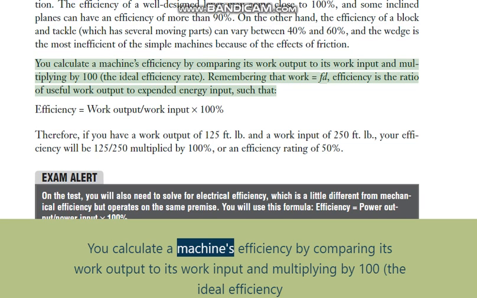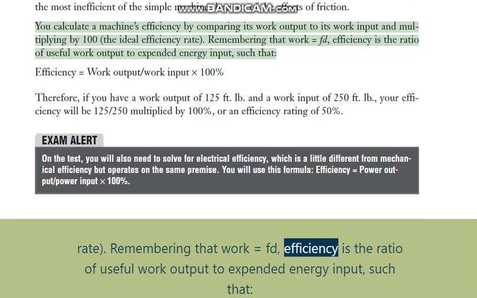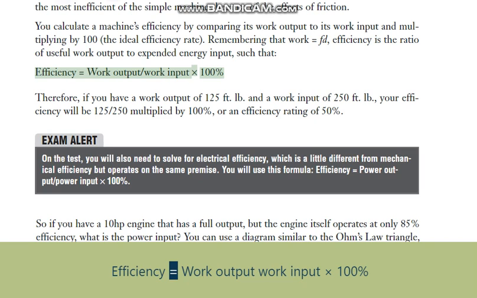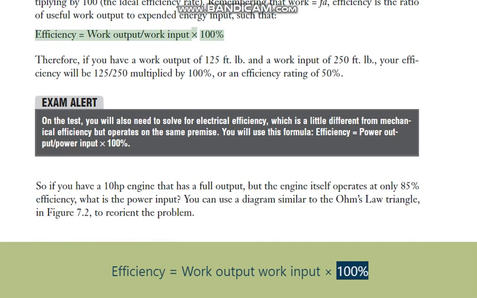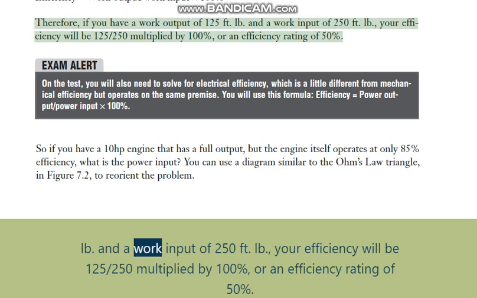You calculate a machine's efficiency by comparing its work output to its work input and multiplying by 100, the ideal efficiency rate. Remembering that work equals FD, efficiency is the ratio of useful work output to expended energy input, such that efficiency equals work output over work input times 100%. Therefore, if you have a work output of 125 foot-pounds and a work input of 250 foot-pounds, your efficiency will be 125/250 multiplied by 100%, or an efficiency rating of 50%.